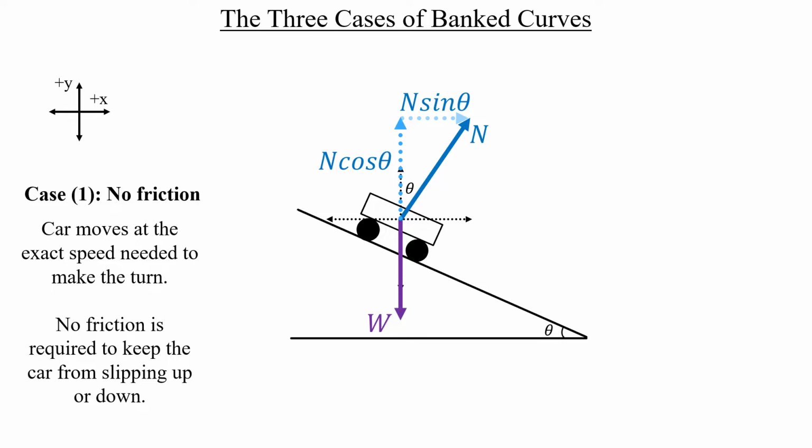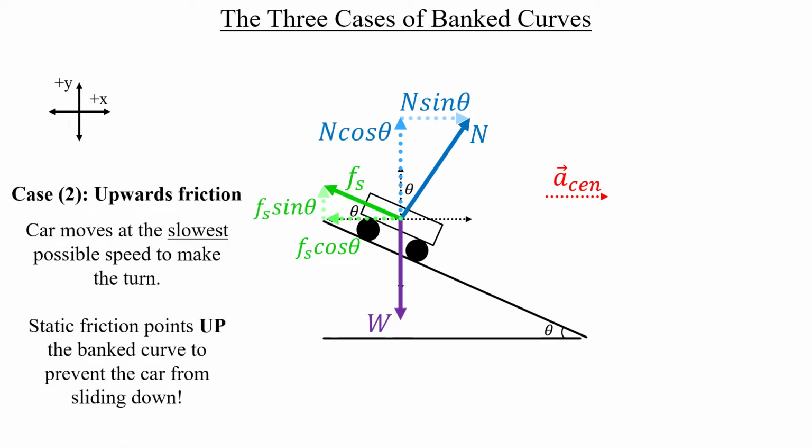But the sine part plays a very special role here. It's what's responsible for imparting the car with the centripetal acceleration, which points towards the center of the curve, which is occurring in the x direction here, according to my drawing. And that's it for the first case. Let's check out the next one.